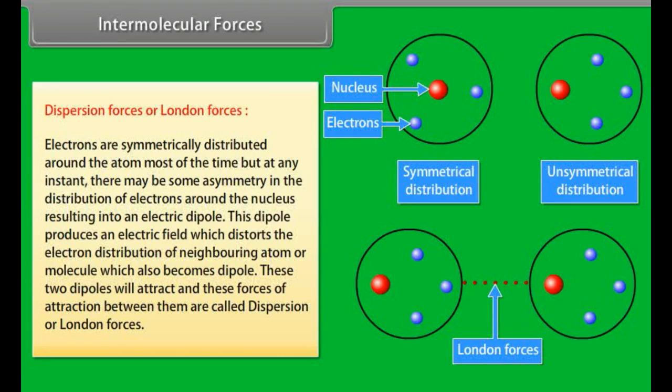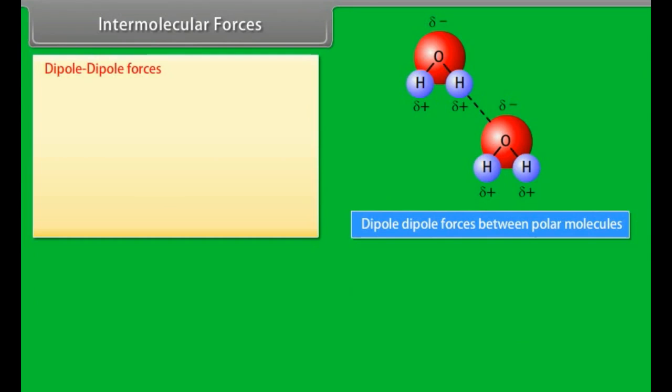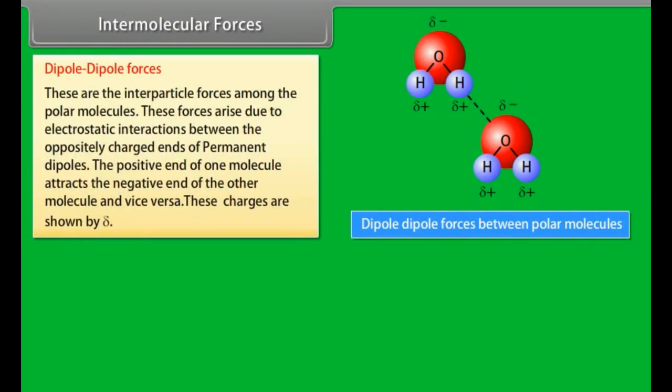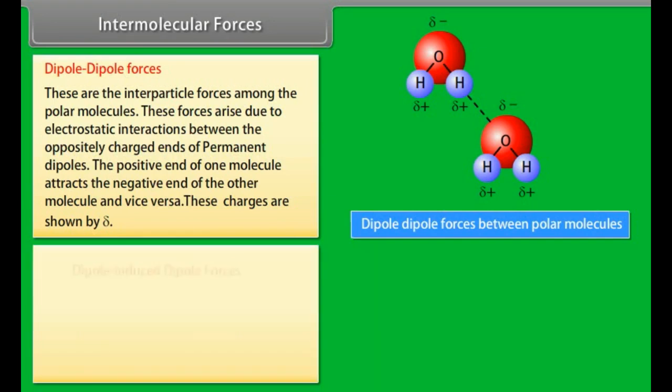For example, one atom has symmetrical distribution and the other has unsymmetrical distribution, and the atom with unsymmetrical distribution distorts the electron distribution of the other atom, resulting in a force of attraction. Dipole-dipole forces. These are the interparticle forces among polar molecules. These forces arise due to electrostatic interactions between the oppositely charged ends of permanent dipoles. The positive end on one molecule attracts the negative end of the other molecule and vice versa. These charges are shown by delta.